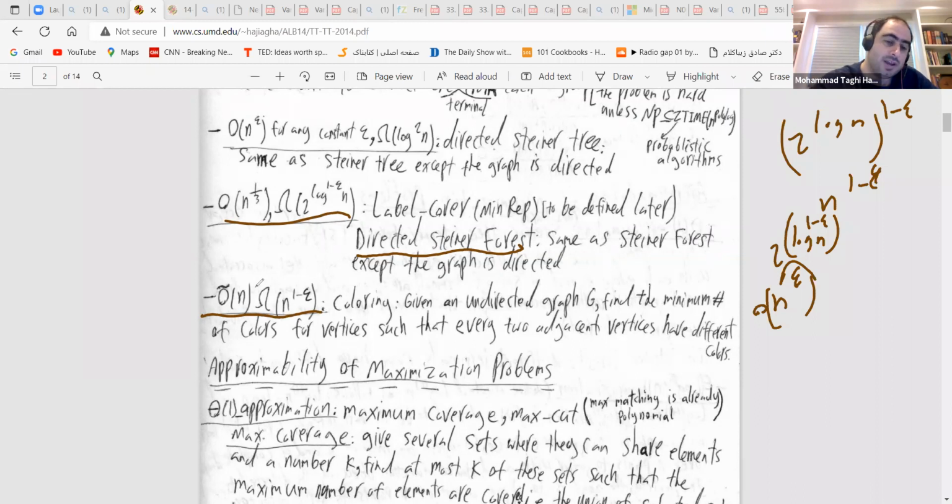But this other thing is coloring. So finally, this is the last class. For this class, essentially the hardness is n to the 1 minus epsilon. So it means that the approximation is order n. The sense is that there is nothing better than n that you can get. So what is this problem?